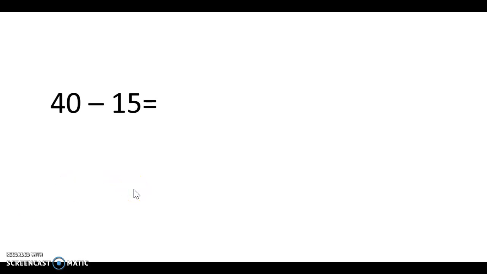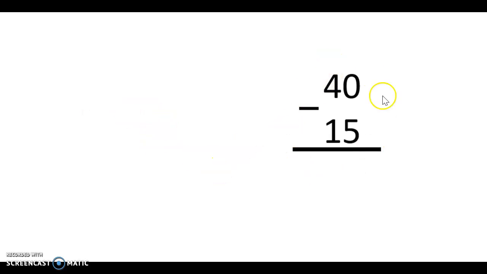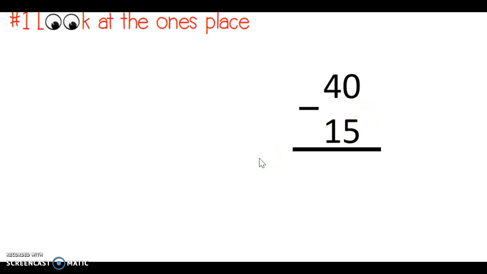Okay, now let's look at 40 minus 15. So we're going to take our equation, we're going to set it up vertically. I've put 40 up top. It is the greater number, and I've put 15 underneath because it is less in value. The first thing I'm going to do, just like before, I'm going to look at my ones place.